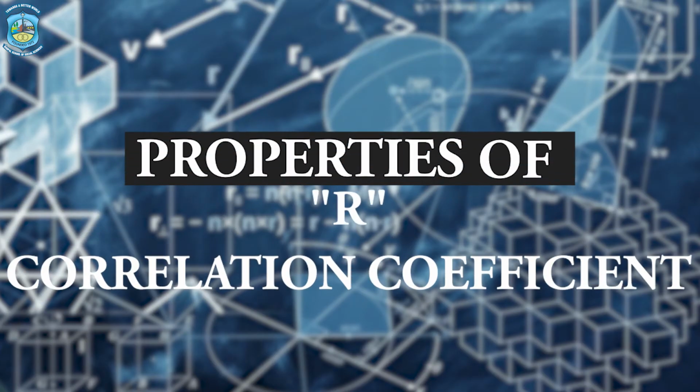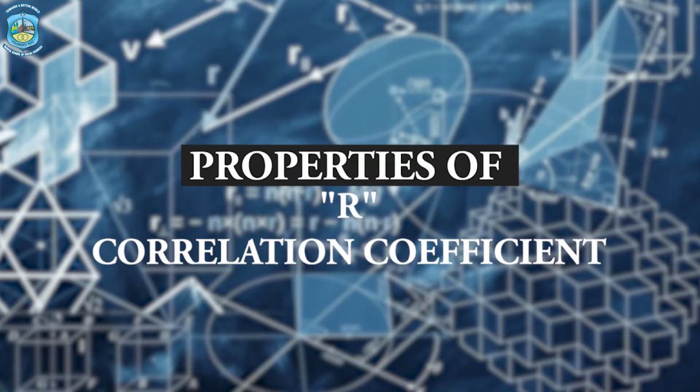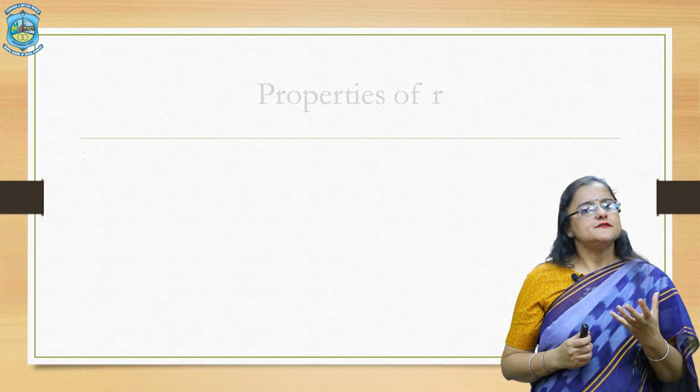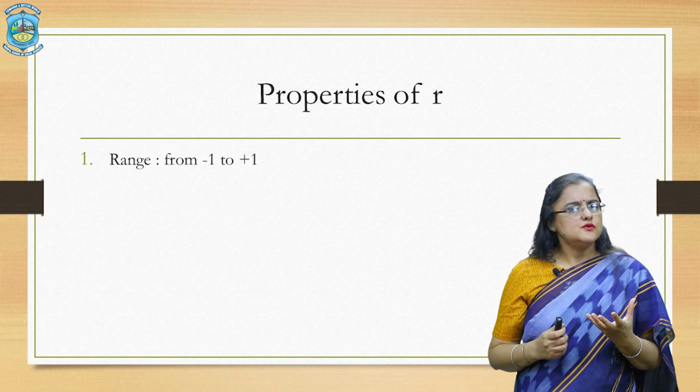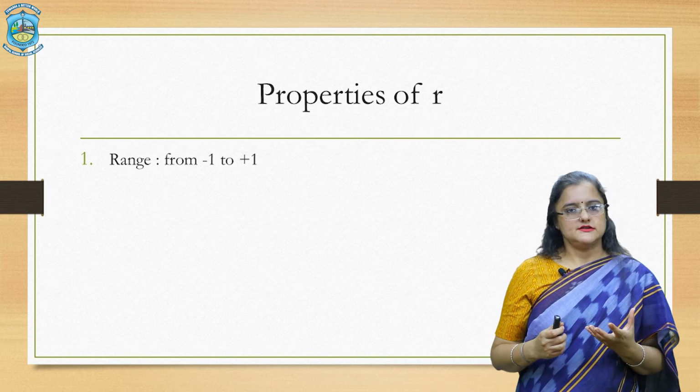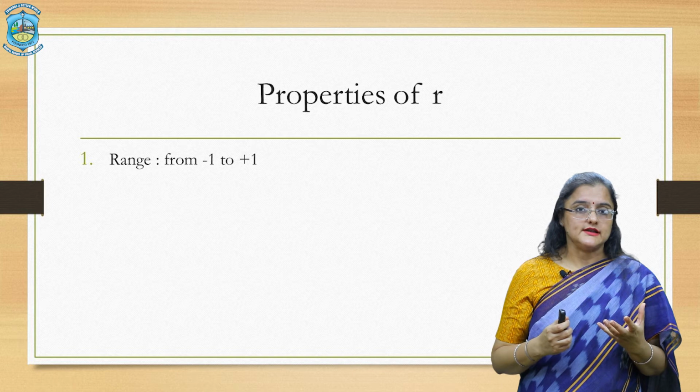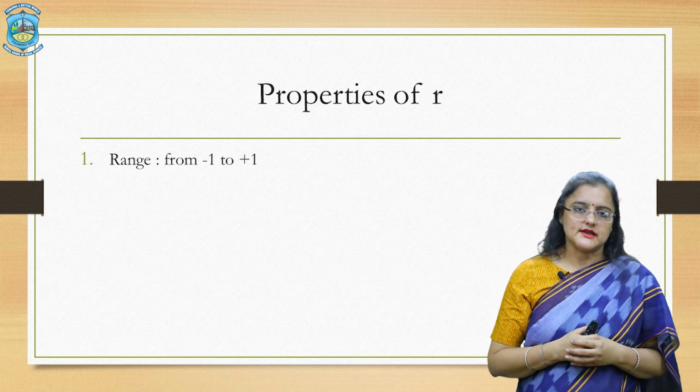The next is understanding the properties of r. It is very important for you to understand what properties the correlation coefficient possesses, because you need to draw meaningful conclusions out of that. So the first property of r is that its value ranges from +1 to -1, and we draw our conclusion accordingly. That we'll discuss in some time from now.